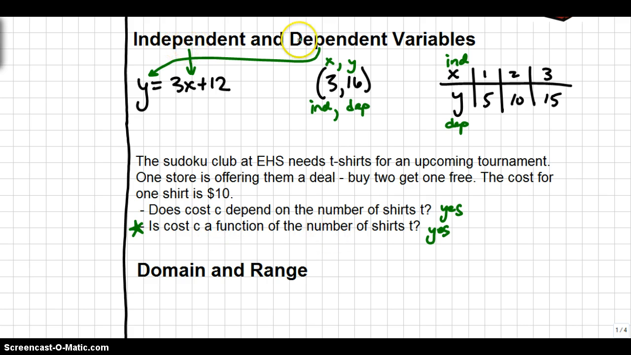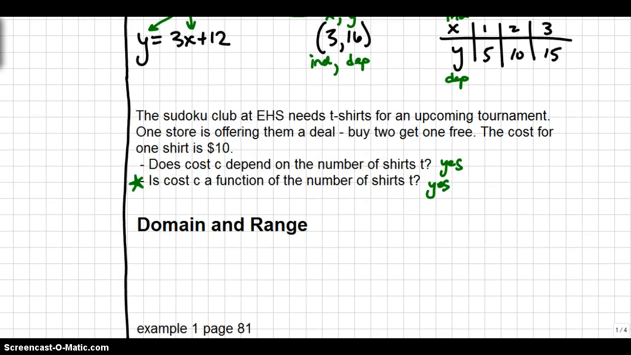Now that we've talked a little bit about independent and dependent variables, typically the next thing we talk about is the domain and the range. The domain and the range are related to the independent and dependent variables. The domain goes with the x or the independent variable, and the range goes with the y or the dependent variable.